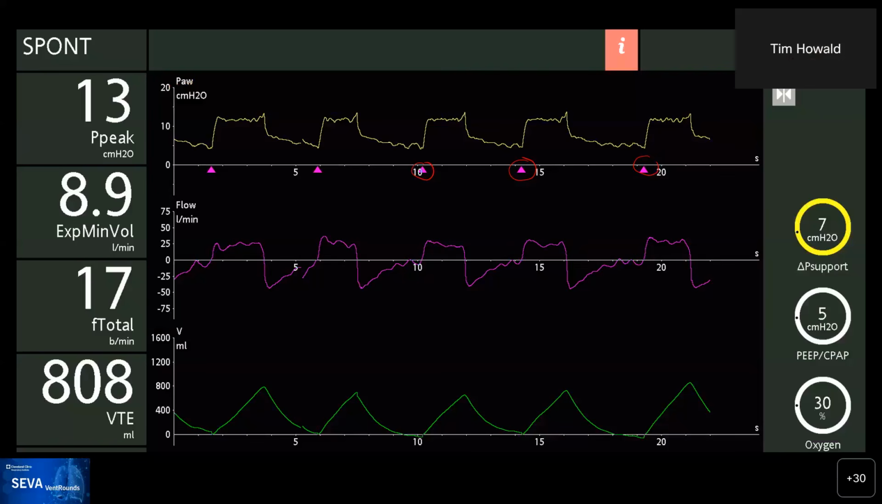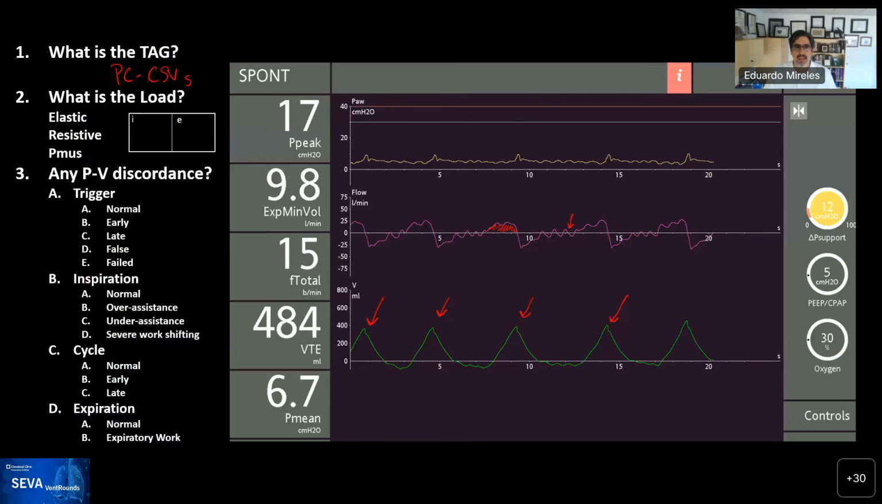And what happened is that the effort of the patient at that time was in such a way that it was not generating enough pressure to trigger. It was generating enough flow, but not enough pressure drop because of the way that the patient was breathing. And then it became an issue when I was walking around that room.